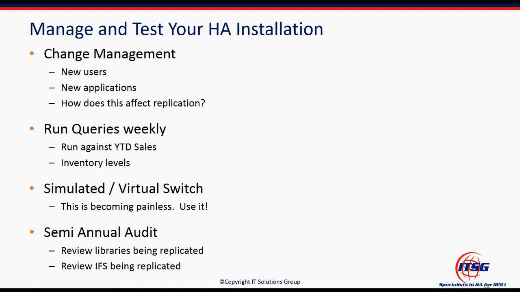Often people think that high availability is set it and forget it. That's not the case at all. You need to develop a habit of doing a semi-annual audit, reviewing what libraries are being replicated and what IFS is being replicated. All too often I've seen a customer go into a failover and something's not working, and they go, oh, I forgot we added that library to replication, and it was a production library and they forgot about it. So that needs to be taken into account as well.